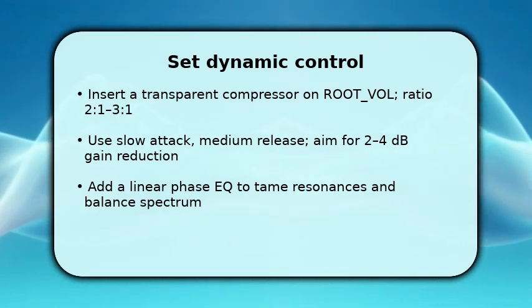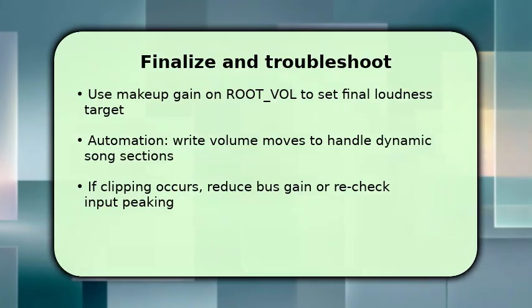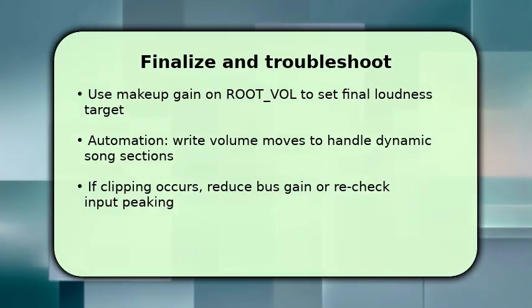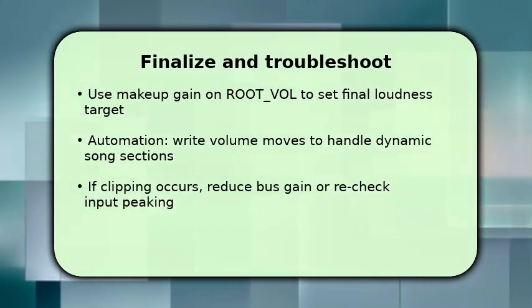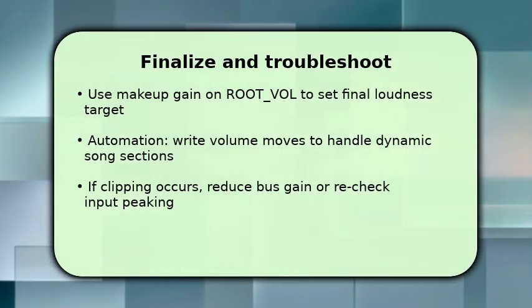Finish by using the makeup gain on Root VOL to set your final loudness target, and write automation on that bus to handle dynamic sections or transitions. This ensures individual clips follow the root's volume behavior while allowing momentary adjustments.